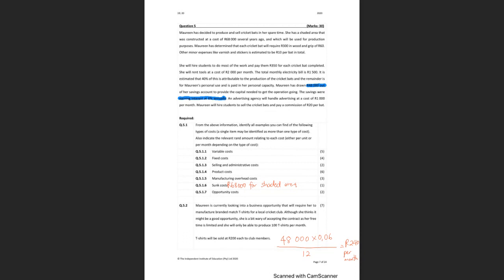So she would have been earning interest of 240 Rand per month. But because she decided to withdraw that money and use it for the capital to fund this project, she obviously is no longer earning that interest. So this is the opportunity cost.